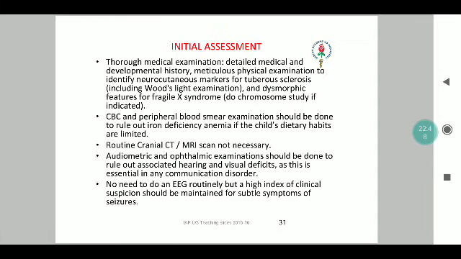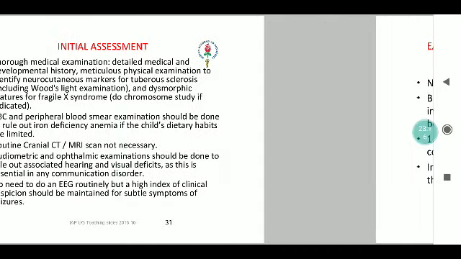Now, in an initial assessment, history is the most important thing. We require as much evidence as possible. This includes the concept of home videos like I mentioned. And a detailed examination of all systems, including eyes and audiometry assessment, is a must. EEG is not routinely required but may be done if subtle symptoms such as seizures are associated. And routine blood investigations such as CBC and peripheral smear must be done to rule out anemia and other disorders such as short-term infections.